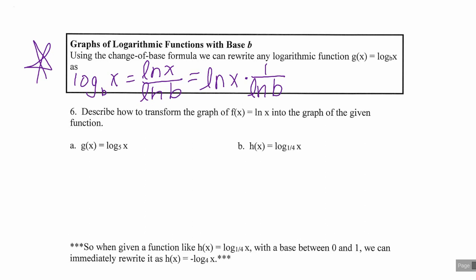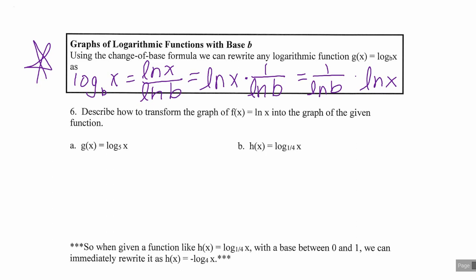Okay, so you can always rewrite it that way. Those are interchangeable. So if you wanted to write it the other way, you could also write it as 1 over the natural log of b times the natural log of x. Multiplication is commutative, so it doesn't really matter which way you write it as long as you write it one of those ways. And this is going to become really important when we have questions like number 6.